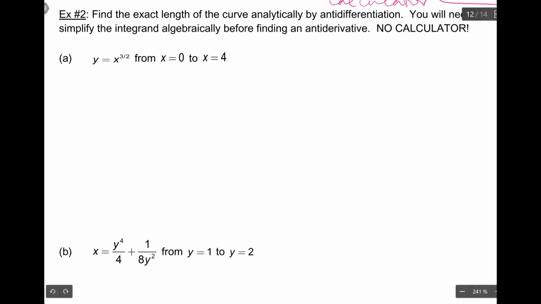Well, okay. Notice that this one has no calculator. Louis, read this one out loud. Find the exact length of the curve analytically by anti-differentiation. You will need to simplify the integrand algebraically before finding an antiderivative. No calculator! Okay, let's do this.